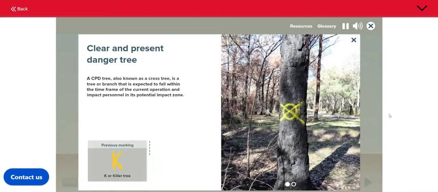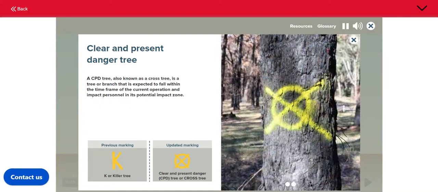A CPD tree, also known as a cross tree, is a tree or branch that is expected to fall within the time frame of the current operation and impact personnel in its potential impact zone.